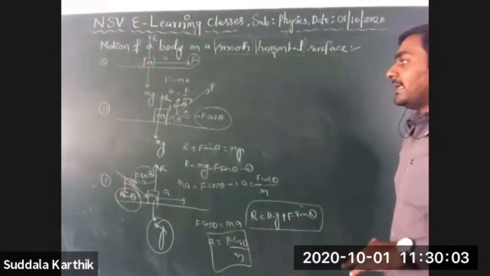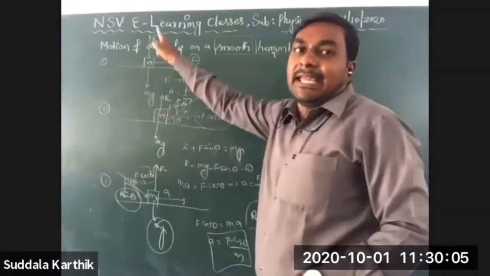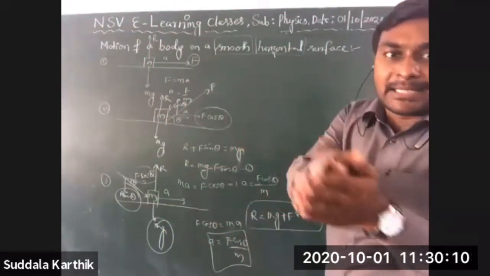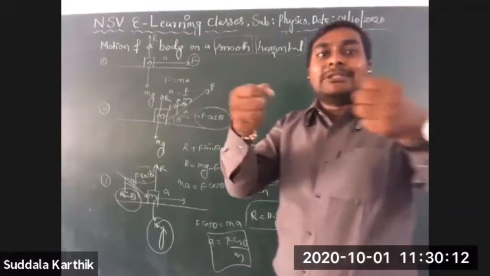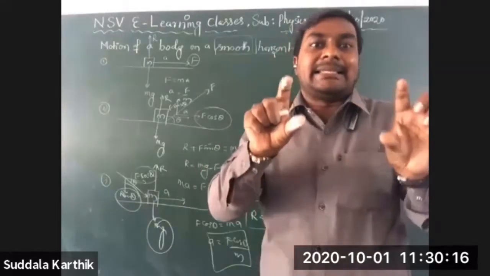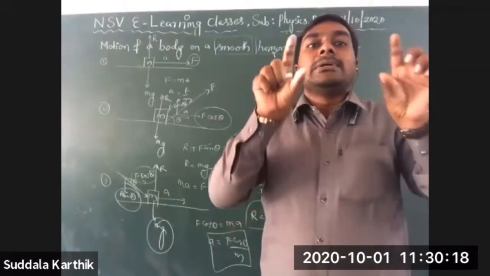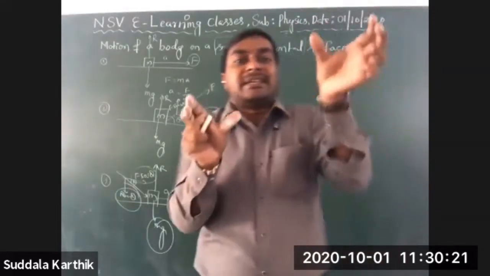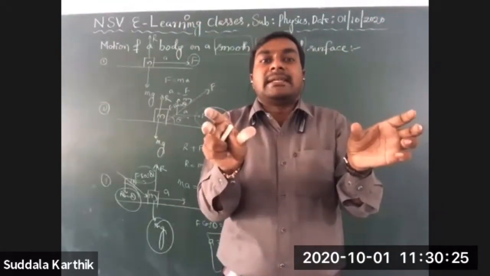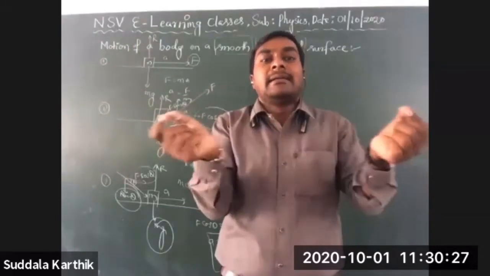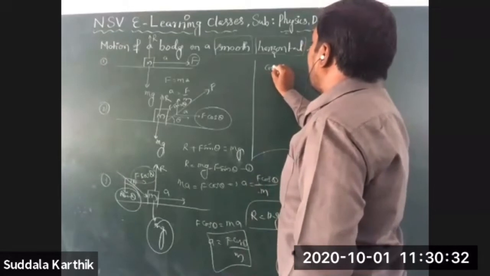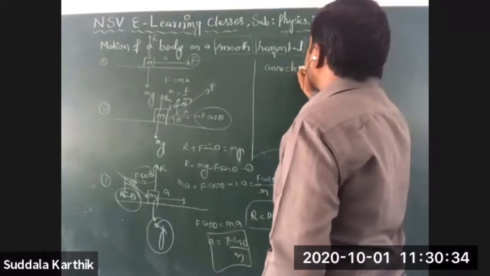But so far we have discussed only a single body. From now onwards, I am adding another body and connecting two bodies, two objects, two masses, with one string: first mass m1 and second mass m2. Today's topic is simply about connected bodies.